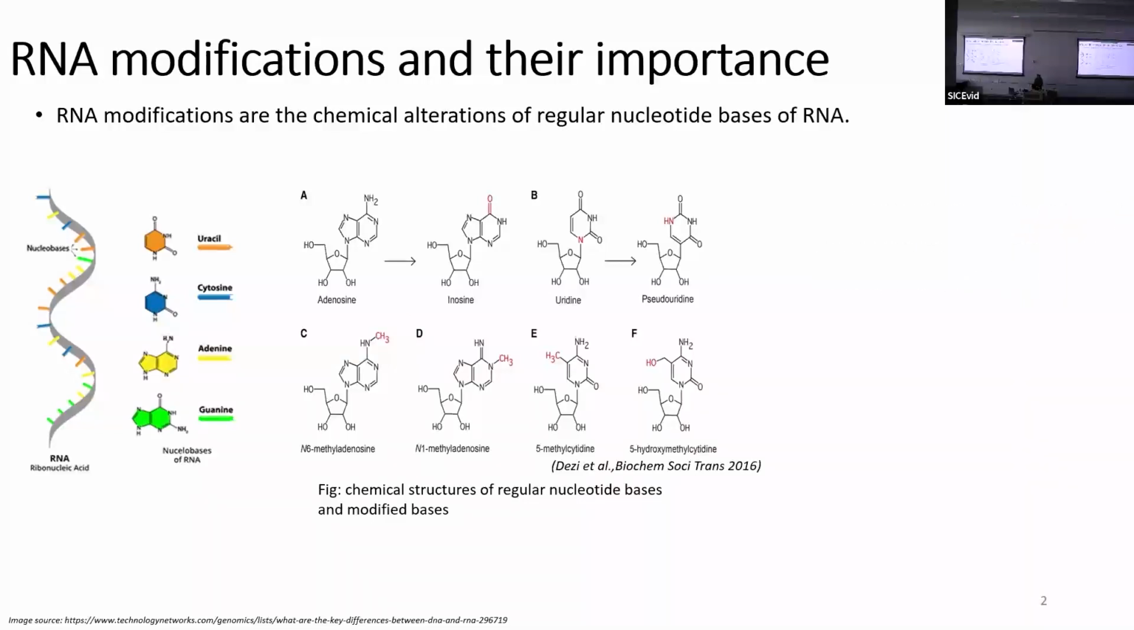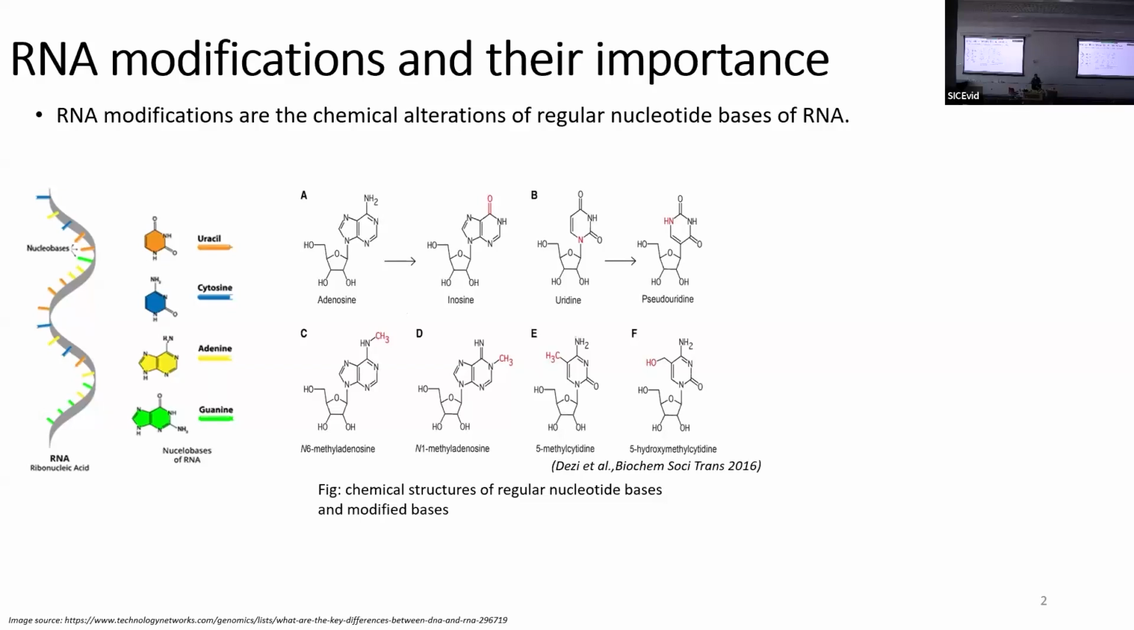Before I get started, let me give a brief overview of the field of RNA modifications and the recent developments in RNA modifications, which is why we have been excited. So, RNA modifications are broadly referred to as the chemical alterations of regular nucleotide bases in RNA. Most of you have heard about the idea that RNA has four nucleotides: uracil, cytosine, adenosine, and guanine. Now, what we have noticed in the last 20 years, but much more in the last 10 years or so, is that each of these nucleotides can be converted into other nucleotides.